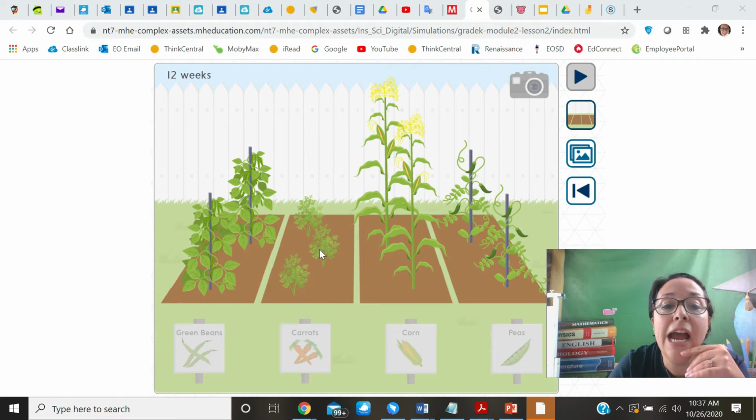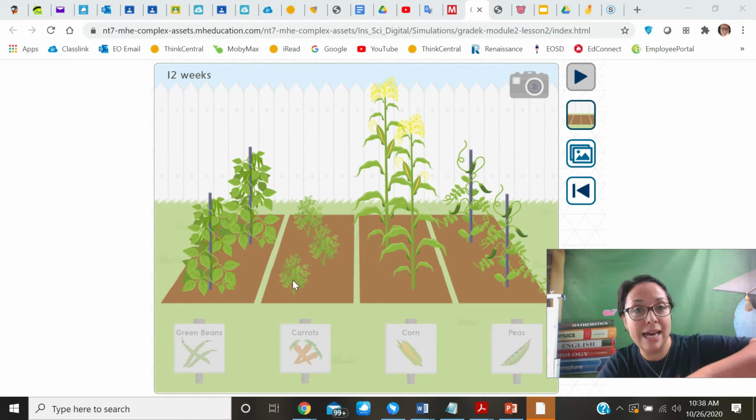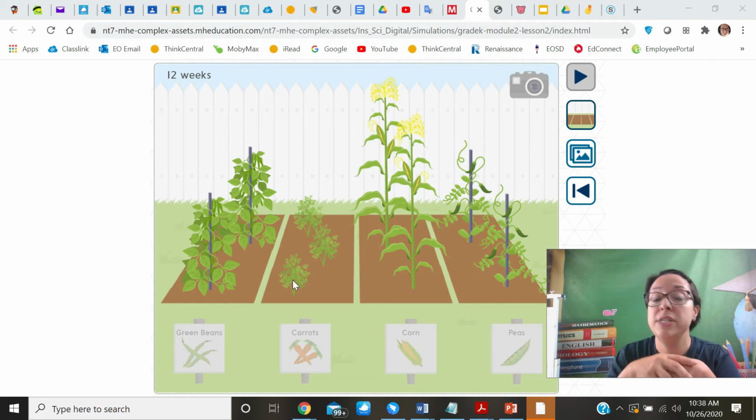And then carrots. Now, do you know why we can't see the carrots? ¿Alguien sabe por qué no podemos ver la zanahoria? If you guess that they grow underground, you were right. La zanahoria crece abajo del suelo, so no se pueden ver, están abajo y después cuando el granjero, la persona que tiene el jardín, la tiene que sacar las raíces. You have to pull out the roots in order to see the carrots.